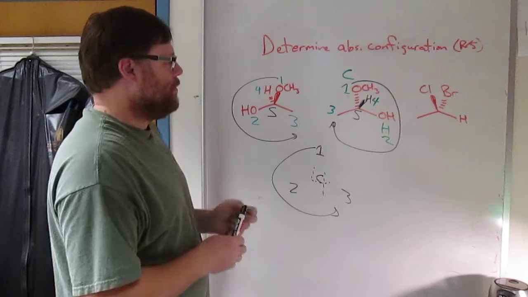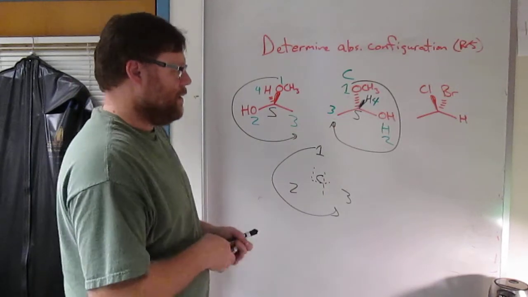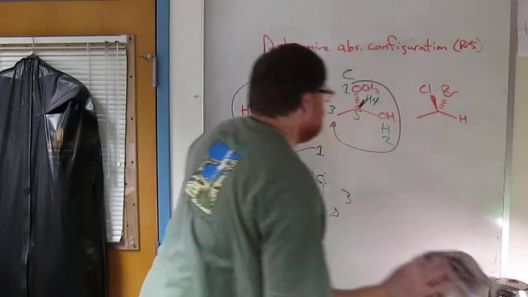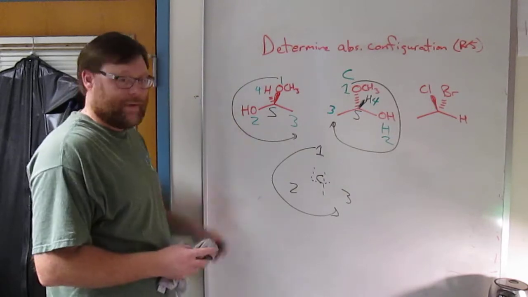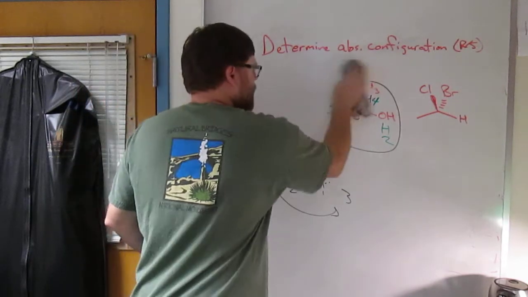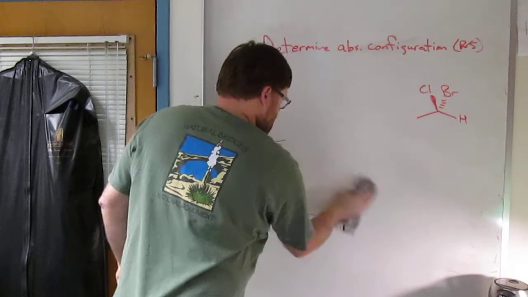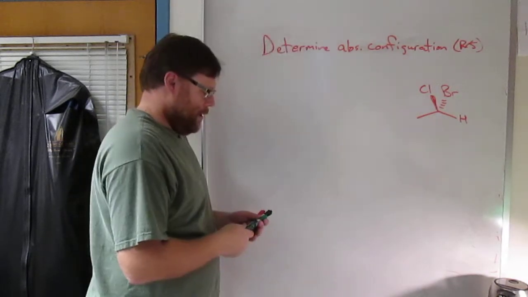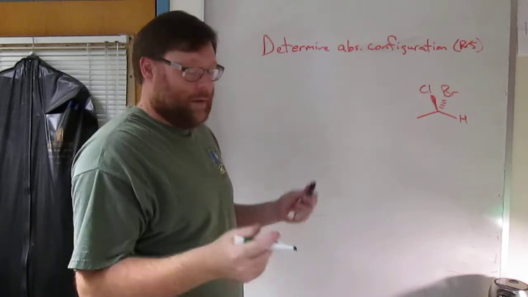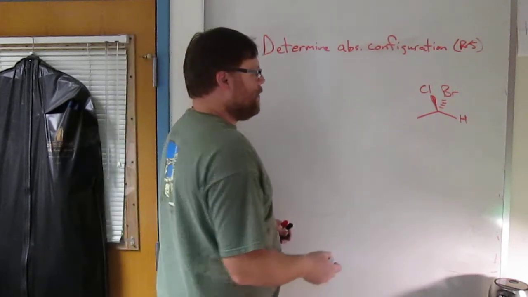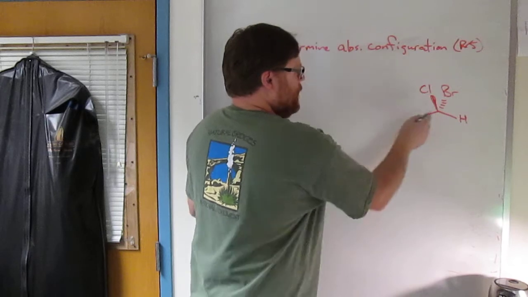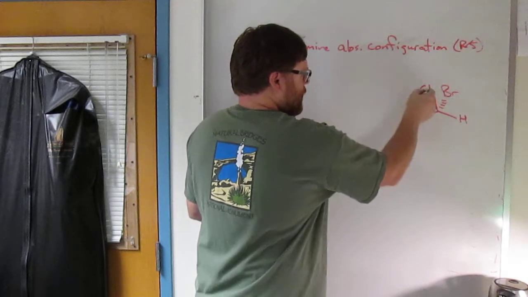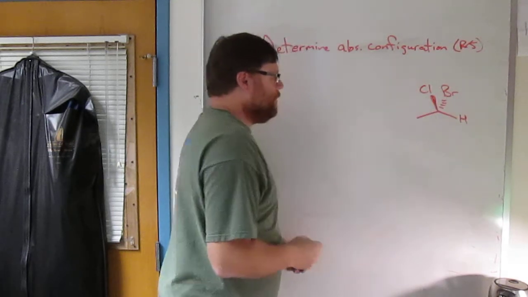Okay, that leaves one last one to do, the one on the right. So hit pause, take down this if you did it wrong, try the one over there. Okay, you're back. So again, first thing to do is determine if there's a chiral atom or not. Methyl's not chiral. That carbon has a methyl, a chlorine, a bromine, and a hydrogen, so it's chiral.